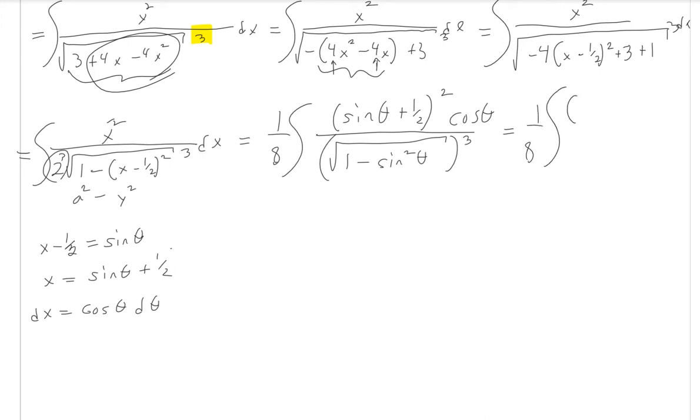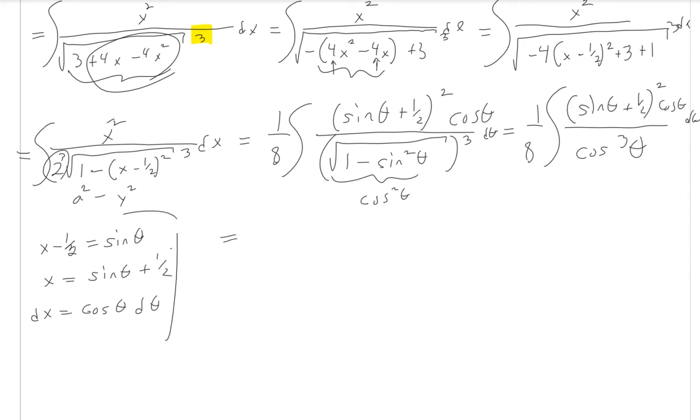Overall, I'll deal with the top in a moment. Sine of theta plus 1/2 squared cosine theta d theta, which I did not have in the last one. On the bottom, 1 minus sine squared becomes cosine squared. Applied to the square root just becomes cosine, but then to the third becomes cosine to the third theta. So let's see what we can do with that. Okay, so this is going to take a little bit of manipulation. Again, we're not done really yet.